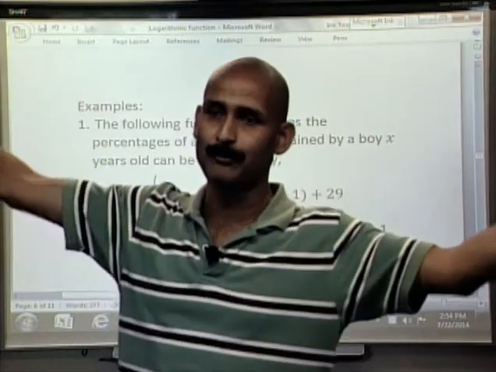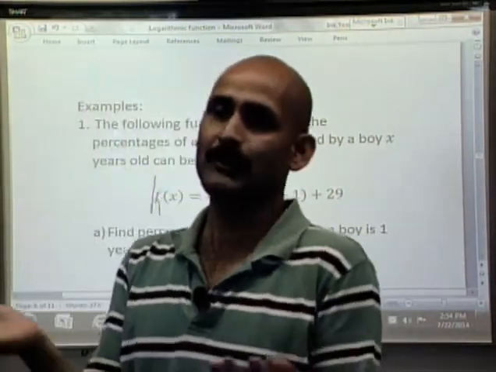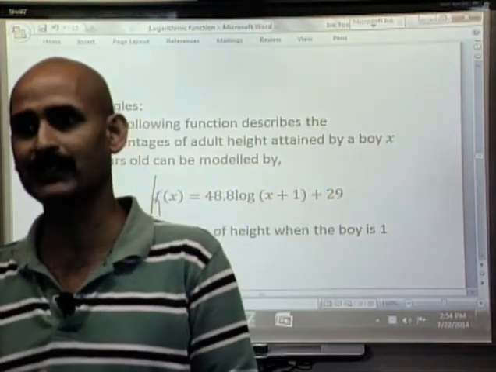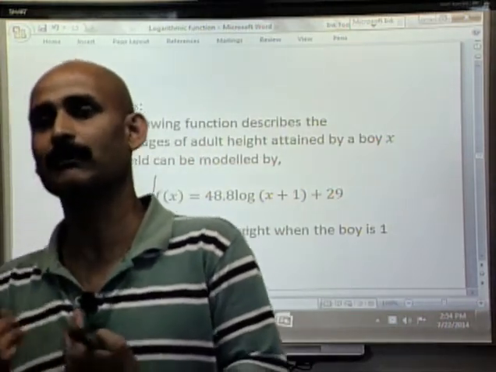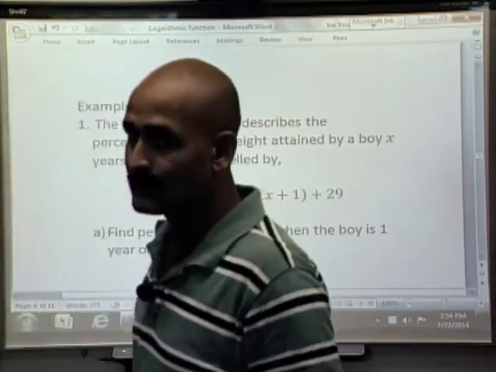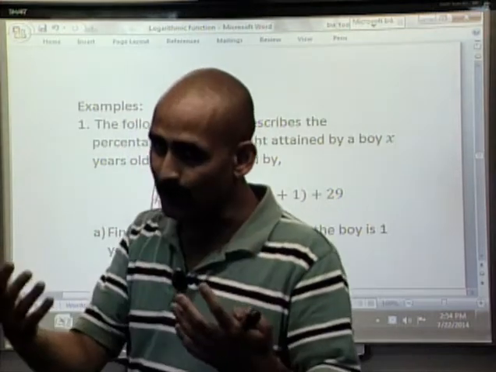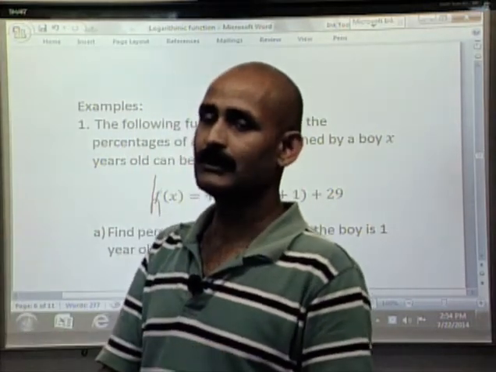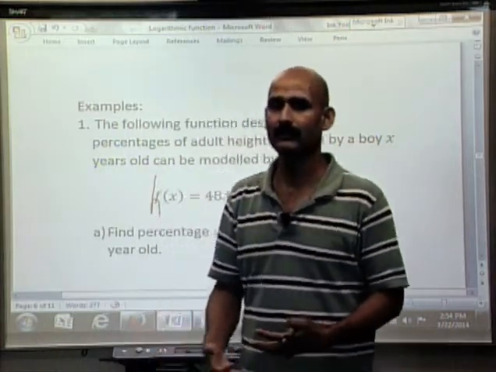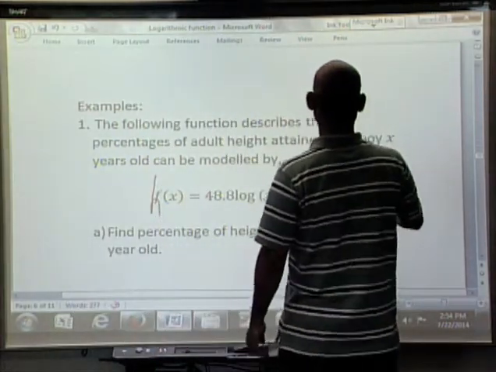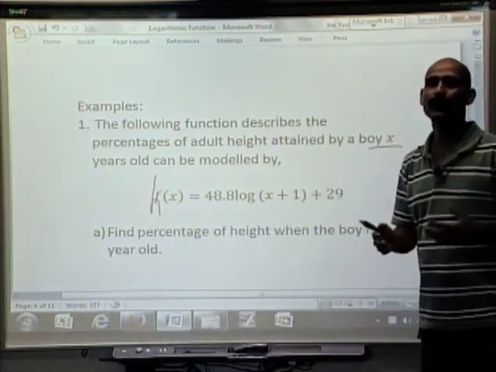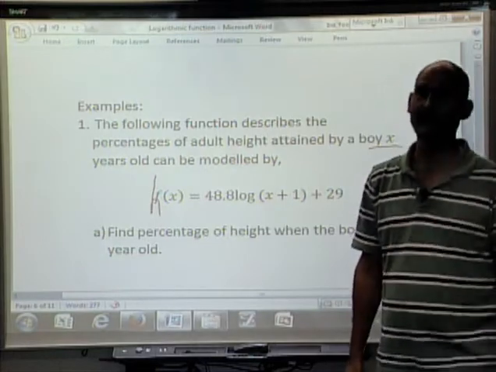So, this describes the adult height. My adult height is 5.6. When I was 5 years old, what percent of my current height did I have? So, if the boy wants to know the percentage of the adult height he has when he is x years old, this formula can be used to calculate the percentage of the height.